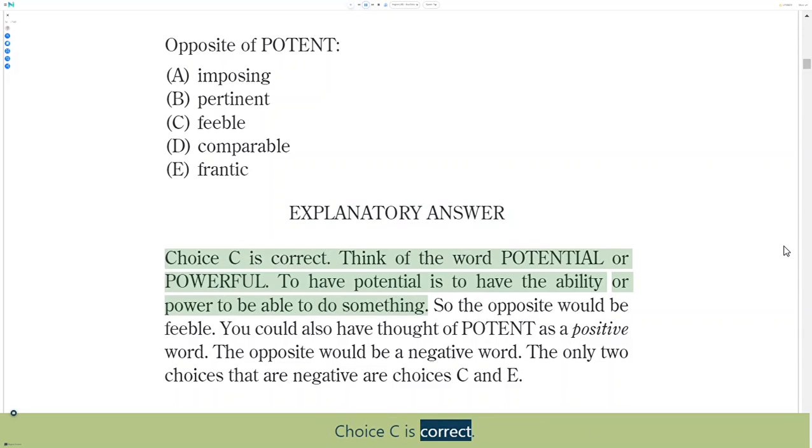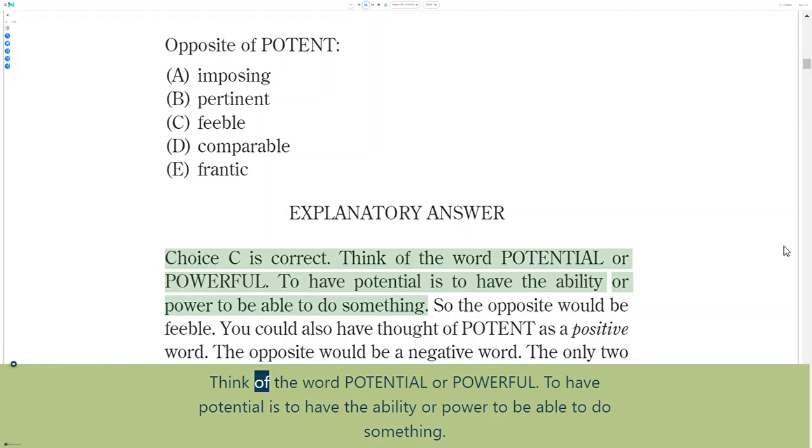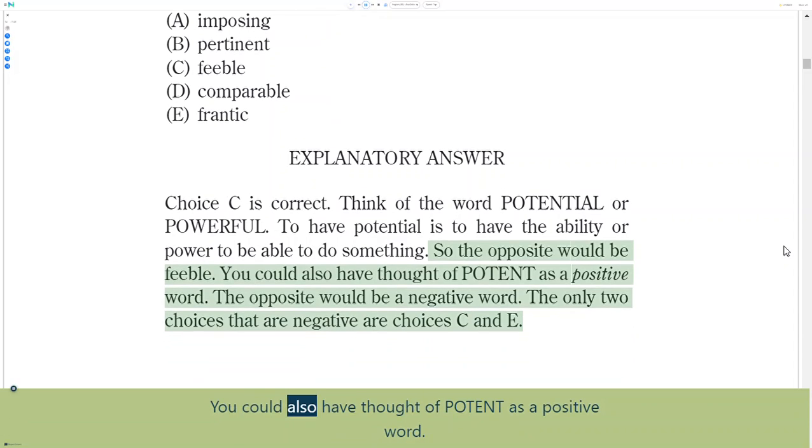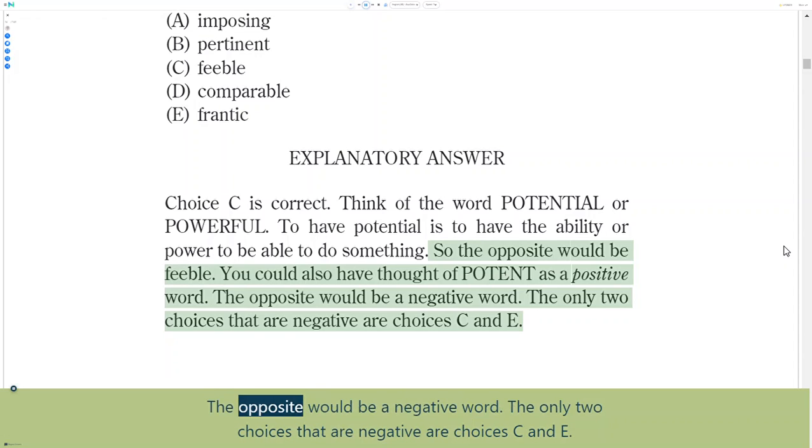Choice C is correct. Think of the word potential or powerful. To have potential is to have the ability or power to be able to do something. So the opposite would be feeble. You could also have thought of potent as a positive word. The opposite would be a negative word. The only two choices that are negative are choices C and E.